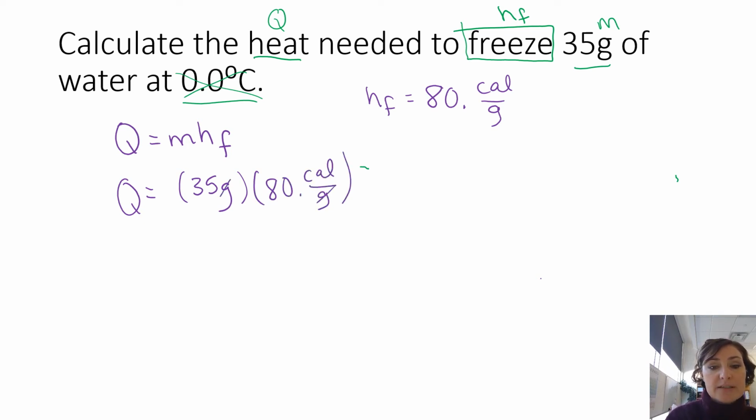Grams are going to cancel, leaving me with calories, and that's a unit that makes sense for what I'm solving for because Q values can be in calories or joules. So 35 times 80, and then rounded to 2 sig figs is going to give me 2,800 calories.